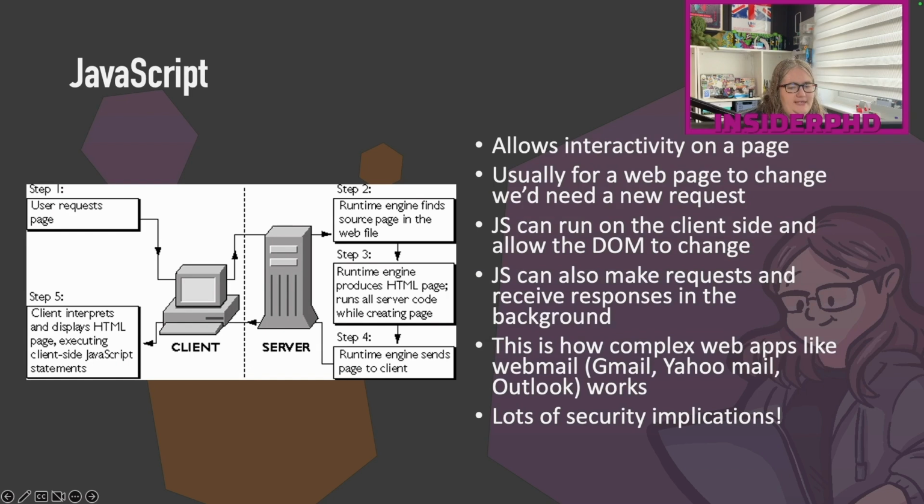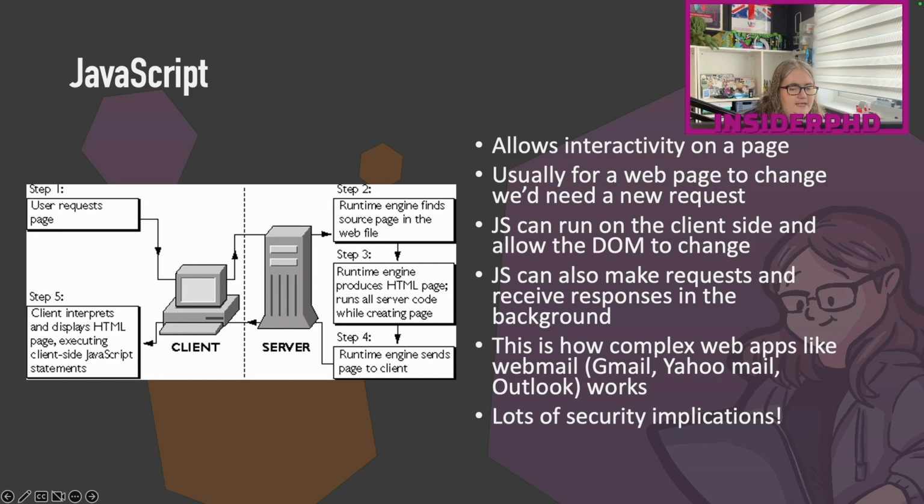Now, JavaScript, by allowing interactivity on a page, avoids the requirement for a web page to have a request to change. JavaScript is run on the client side and it can allow that DOM to change. It can also make requests and receive responses in the background as well. As you can imagine, this is actually quite a big security issue because this is essentially untrusted code that is being run on whomsoever's computer. Now, I'm not going to get too into how web browsers work, because that's called browser exploitation. I will leave in the description a link to some of the videos that LiveOverflow has done, which is really, really good on this topic.